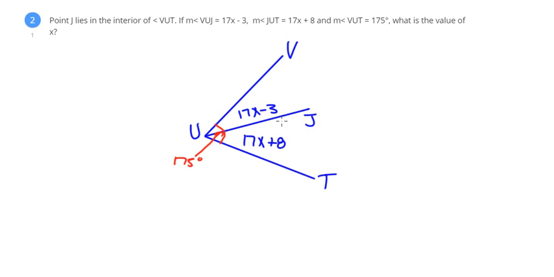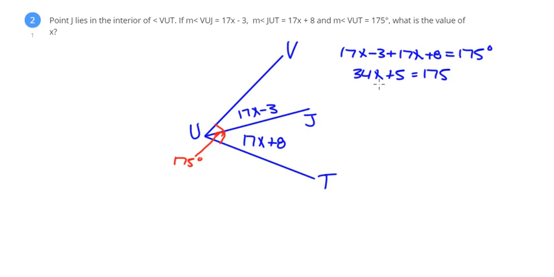We know that these two angles are going to be the same as this angle right here. So we want to do 17x minus 3 plus 17x plus 8, and that all has to equal 175 degrees, because these two have to add up to this one here. Now it's just good old algebra. 17x and 17x is 34x. Negative 3 and 8 is plus 5, equals 175.